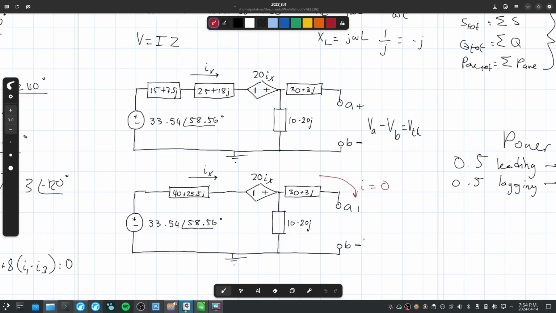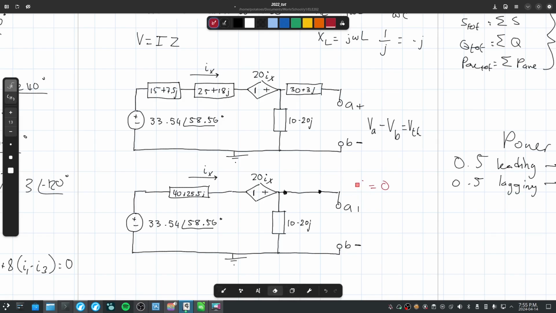When zero current is running through a resistor, it has zero voltage drop. The voltage drop here is 0. And if the voltage drop here is 0, this might as well not exist. So we can simplify and cut that out entirely. VTH would be the same voltage as the voltage across the 10 minus 20j. So, yes, actually, exactly, yes. That's what I was about to get to.